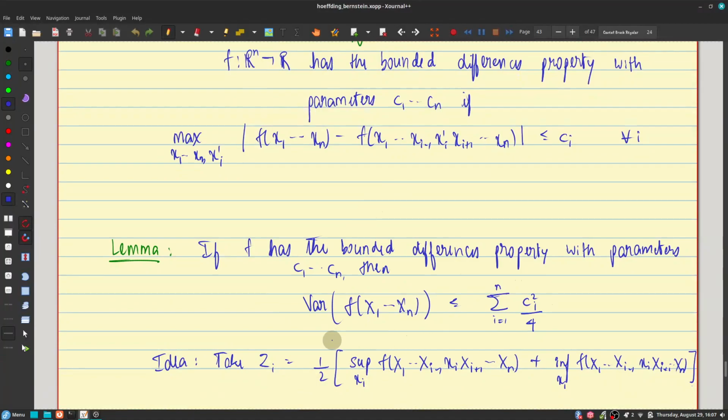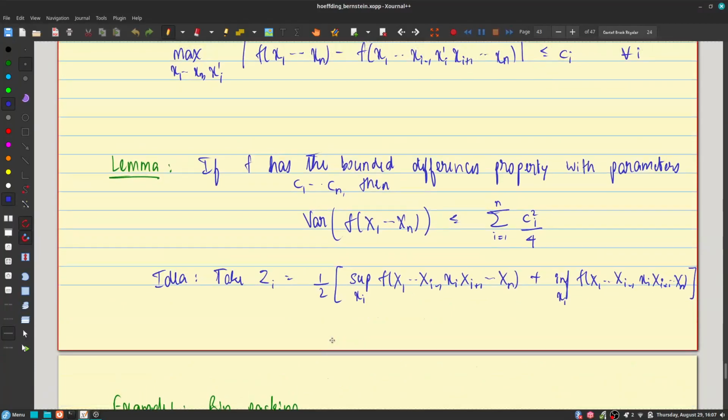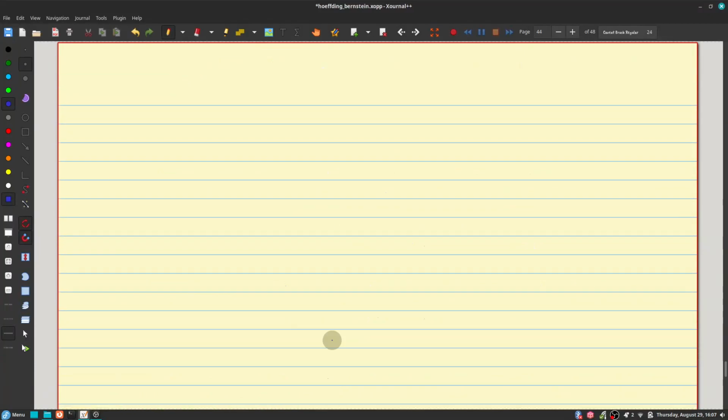But in fact, we can prove something even stronger. As it turns out, if a function has the bounded differences property, then we can prove exponential tail bounds on the probability of the deviation. So this is something called McDiarmid's inequality.